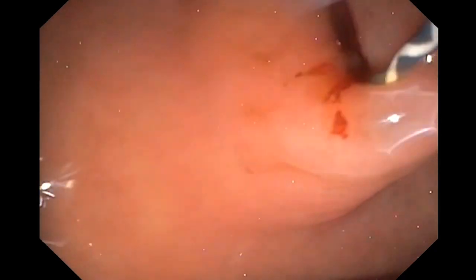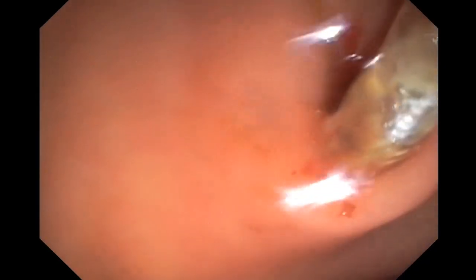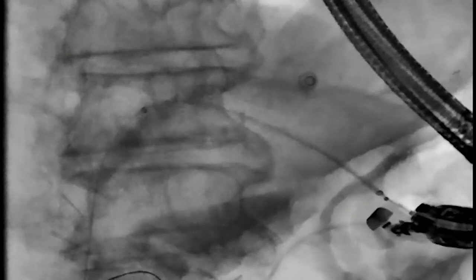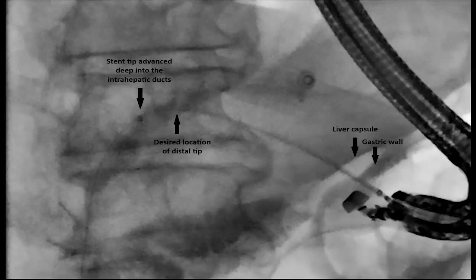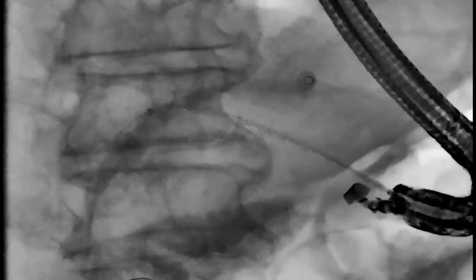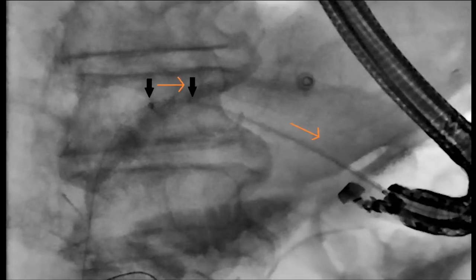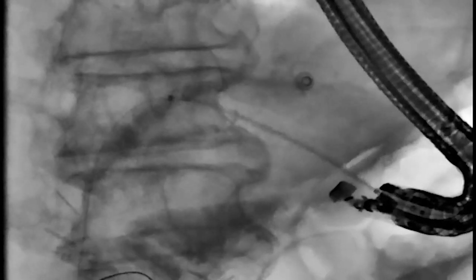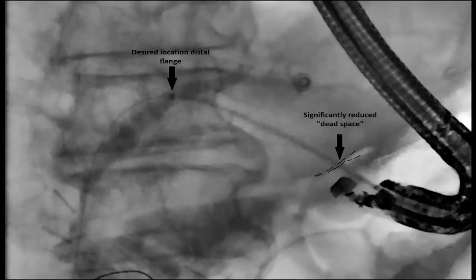Before deploying the stent, it is important to reduce the dead space by advancing the stent deep into the intrahepatic ducts and then withdrawing it back towards the scope until the stent tip is at the desired position of deployment. The dead intraperitoneal space is highlighted here on fluoroscopy. Notice that as the stent is pulled back, the gap is significantly reduced and the liver capsule is once again in approximation with the gastric wall. This allows the operator to maintain control and may significantly reduce the risk of wire or stent dislodgement.